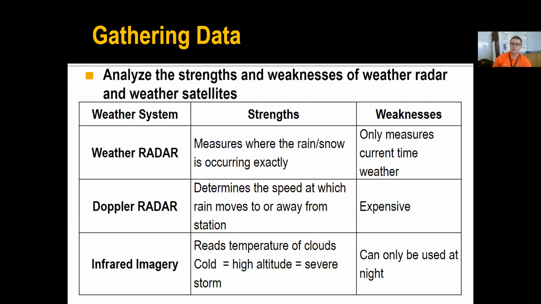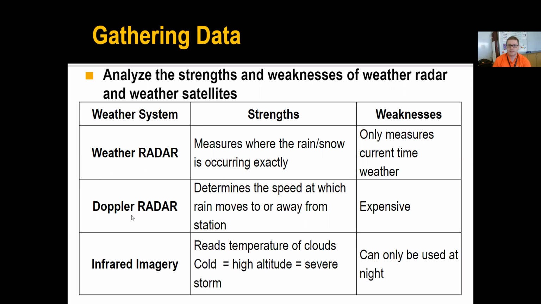And what meteorologists do is they use different types of weather systems to begin gathering all the information they have so they can make an accurate prediction. Each of these has some strengths and weaknesses. For instance, the first one is what's called the weather radar. Its strength is it can tell you exactly where rain and snow is happening in real time. The issue is that it only measures in real time. So it only tells you what's going on right now, doesn't show you what was happening in the past, and doesn't really show you what could be happening in the future.